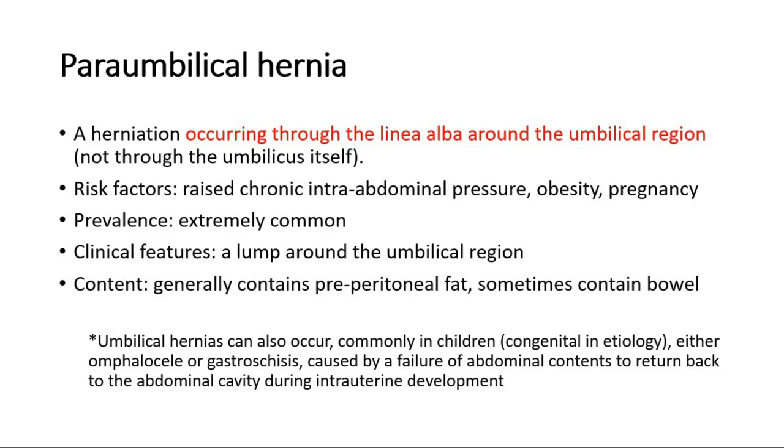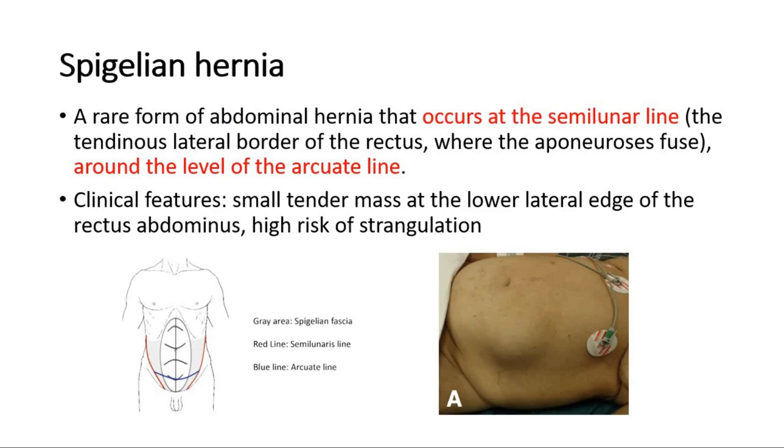The third one is the Spigelian hernia. A Spigelian hernia is a rare form of abdominal hernia that occurs at the semilunar line, which is the tendinous lateral border of the rectus, where the aponeuroses fuse around the level of the arcuate line. Clinically, they present as a small tender mass at the lower lateral edge of the rectus abdominis. They have a high risk of strangulation and should be repaired urgently.